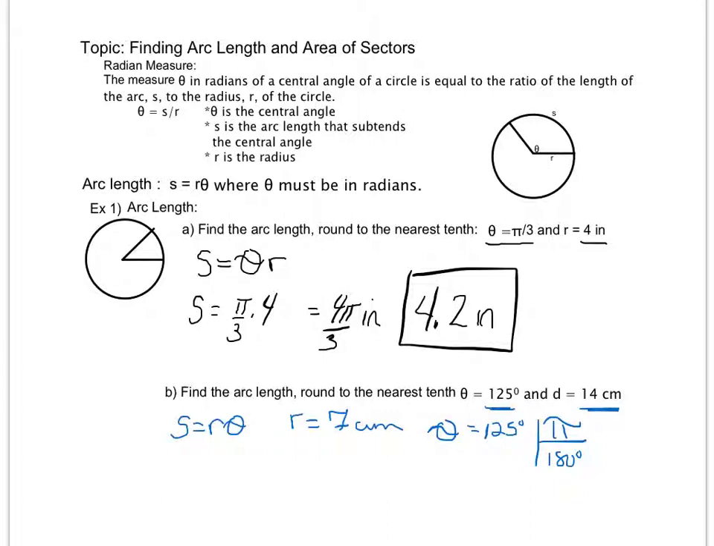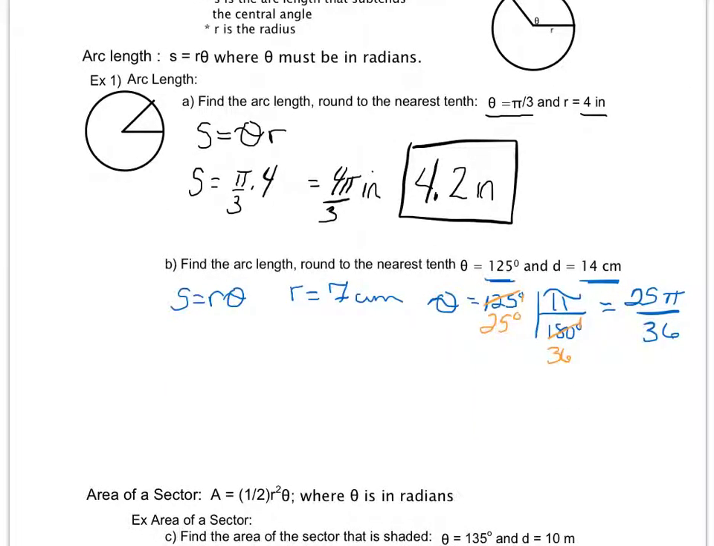As I said before, I'm going to do all of my work in exact form first without any rounding, and then I'll go back and round at the end. So I'm going to divide 125 and 180 by 5, and say that's the same thing as 25 degrees over 36. And 180 degrees divided by 5 is the same thing as 36. My degrees cancel. So now multiplying straight across, I get 25 pi over 36.